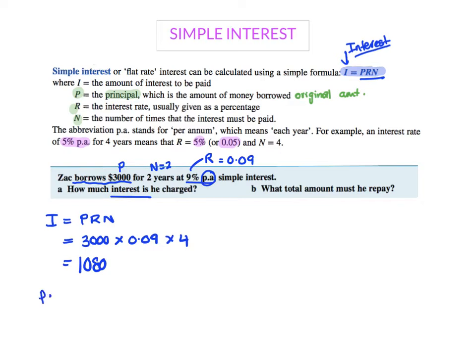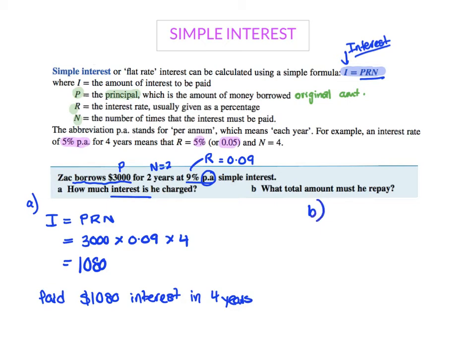So he paid 1,080 interest over the 4 years. In 4 years. Okay. If that's the question, this is A.